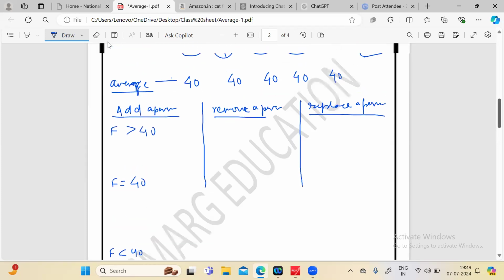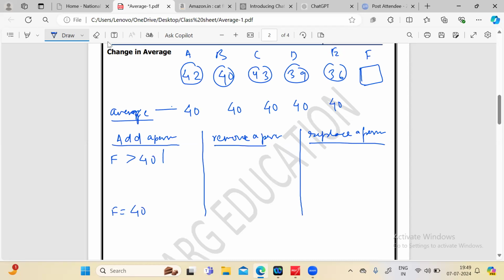And I'll keep on taking an example also. I'll take an example which is easier to calculate. The age of F is 46. So let's say a new person F wants to join the group and his age is 46. Now my question is, what will be the change in average? Will the average improve? Well, I will not say improve, because this is not the parameter to check. Will the average increase or decrease or remain the same?